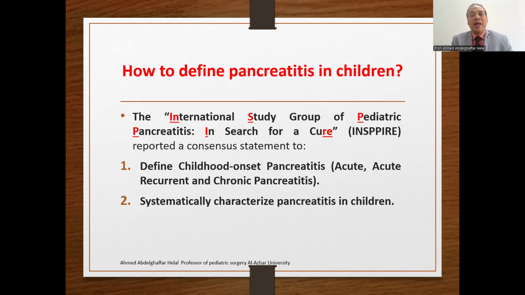How to define pancreatitis in children? Is it different from adults? Yes. Due to limited literature regarding acute pancreatitis in children, the International Study Group of Pediatric Pancreatitis: In Search for a Cure reported a statement to define childhood onset pancreatitis and classify it into acute, recurrent, and chronic, and to systematically characterize pancreatitis in children.